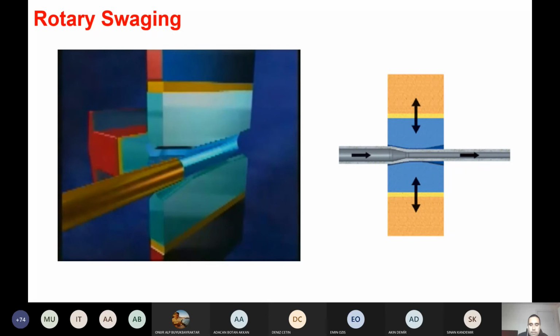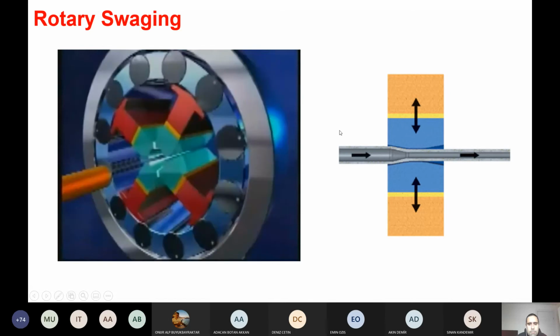So with this method, it's possible to form these hollow shafts and reduce the diameter, and it is even possible to produce variable diameters, which is not possible to do using another conventional forging method. So this is, again, a unique process type.